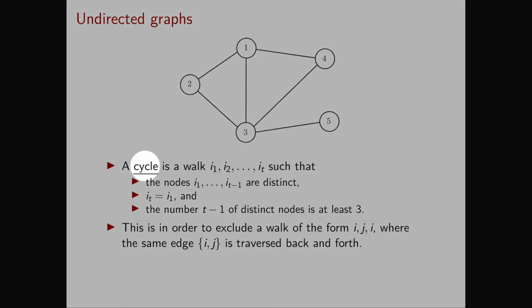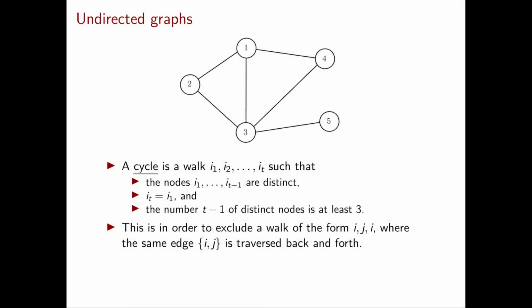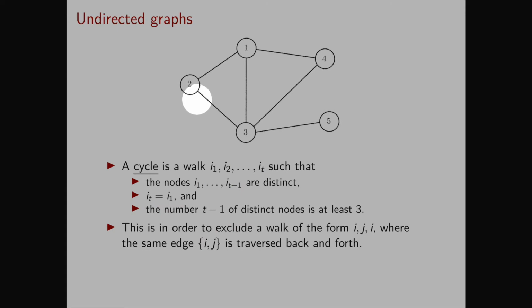A cycle is defined as a walk from I1 to IT such that all the first t-1 nodes are distinct, while the last node must be equal to the first node. Furthermore, the number of distinct nodes in the walk must be at least 3. In our example, a cycle is given by 2, 3, 1, 2.